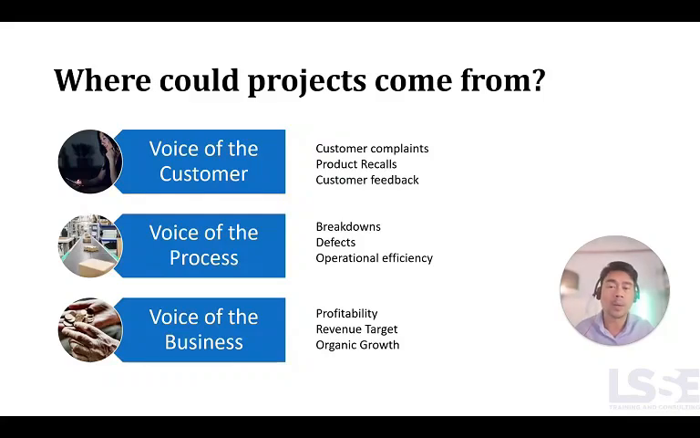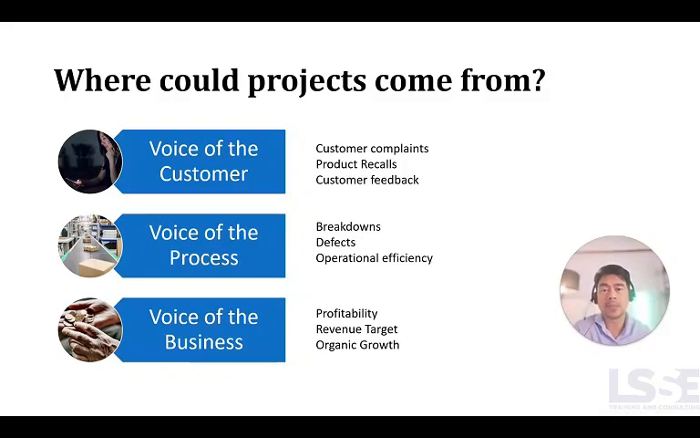Three components where projects will come from would be: one will be the voice of the customer. This is the feedback of your customer. It could be customer complaints. It could be from product recalls or from feedback of your customer. The second chunk will be what we call the voice of the process. If you're running a process, you would count the breakdowns, the defects, or operational efficiency. This is quite useful if you're in a manufacturing setup, but in a service industry, you also get to encounter this. So it could be defects in the output that you've given to your customer. The customer may not have complained, but if you are tracking the process, then you have a mechanism to measure the performance of your process.